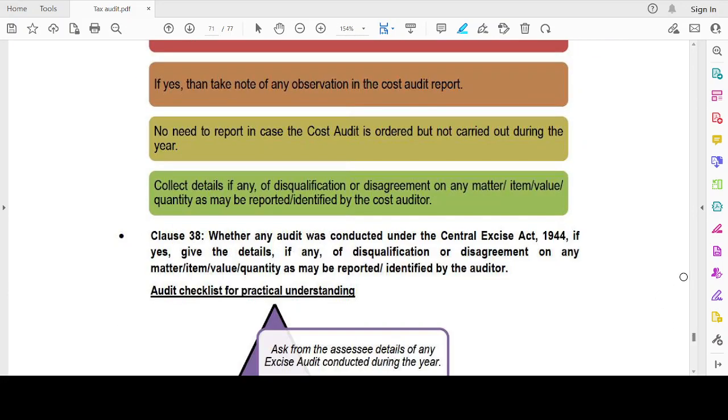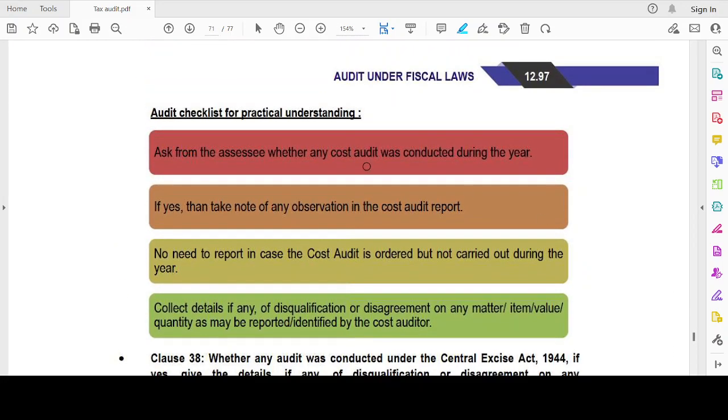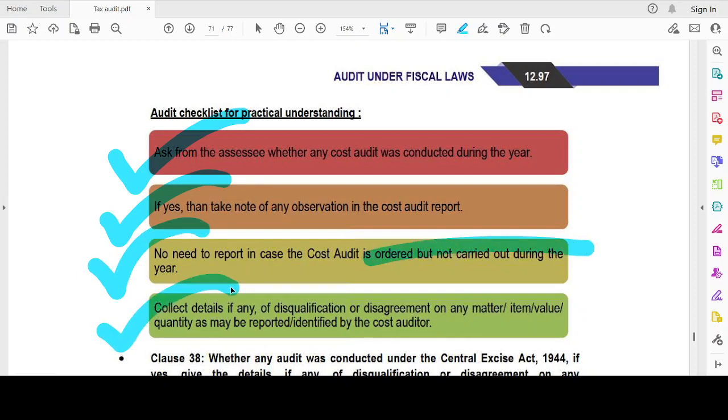Simple. Ask the SSC whether cost audit was conducted. If yes, take note of the observations of the cost audit report. No need to report in case the cost audit is ordered but not carried out during the year. Collect details of any disqualification or disagreement.